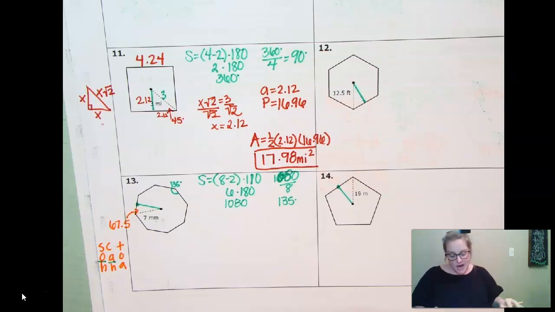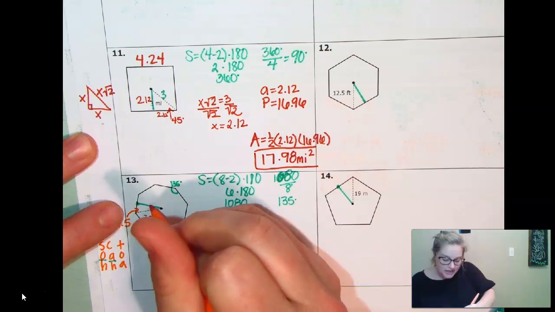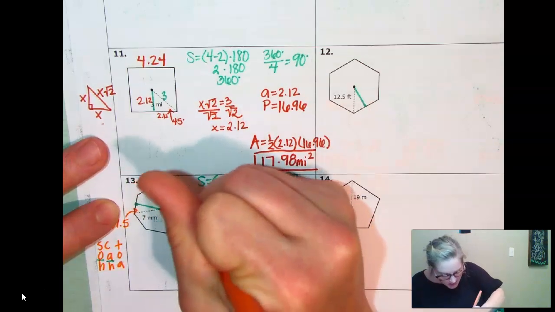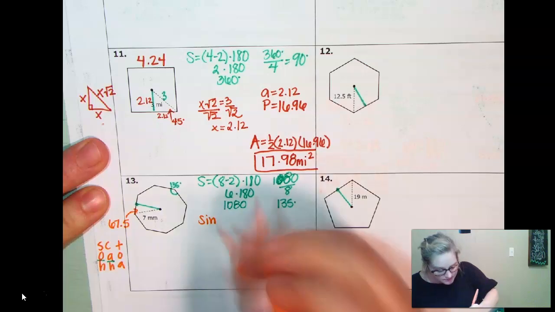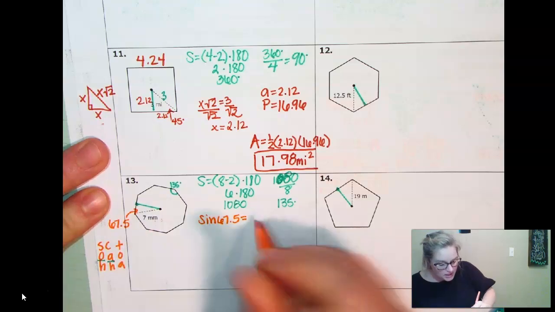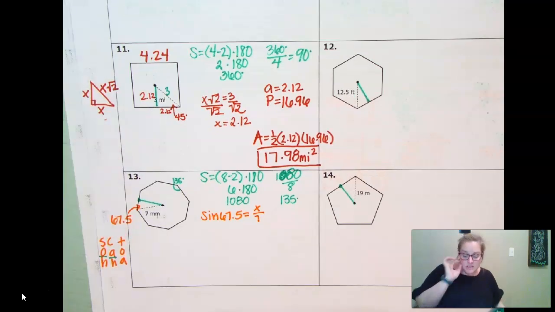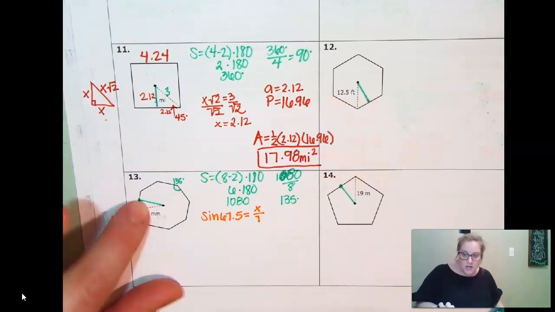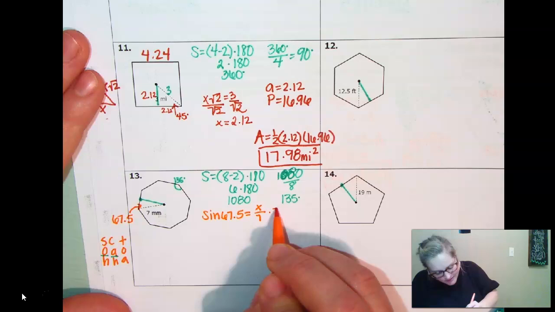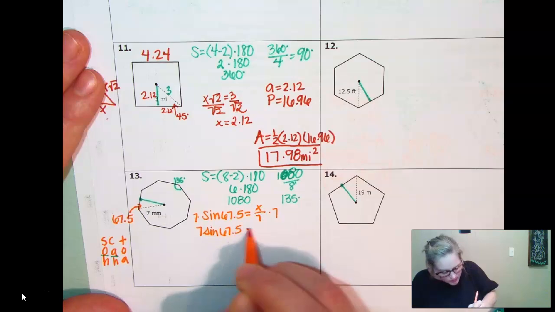To find the opposite, which would be my apothem, this is my opposite side here, I would do sine. So the sine of 67.5 is the opposite, which is unknown, over the hypotenuse, which is 7. That is going to solve for this opposite side over here, which is my apothem. To solve for x, I multiply by 7. 7 times the sine of 67.5 equals x.